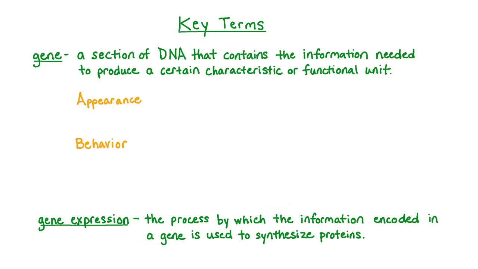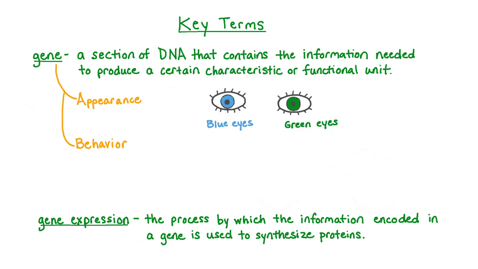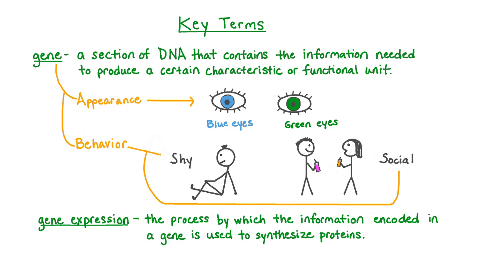Due to the information they carry, genes are partly responsible for how an organism looks and behaves. For example, genes code for the proteins that determine eye color, which can vary considerably among individuals. And genes can influence a person's tendency to be more shy or more social. However, an organism's environment can cause the level of gene expression to vary. And these variations in gene expression can in turn affect an organism's appearance or its behavior.